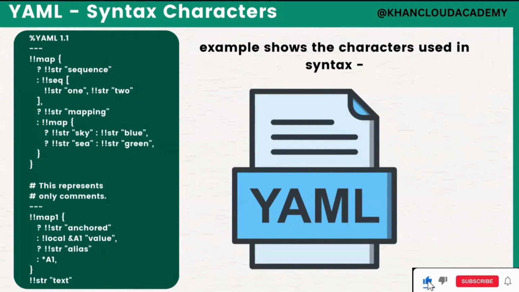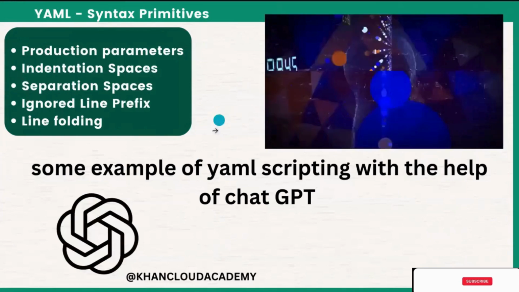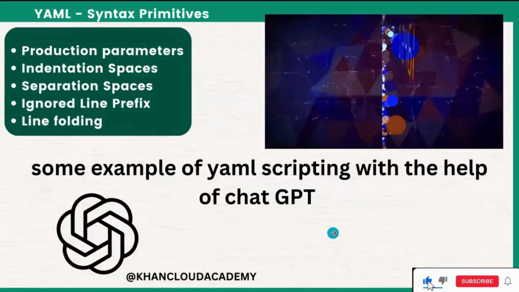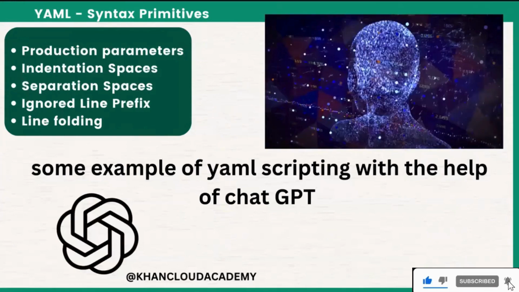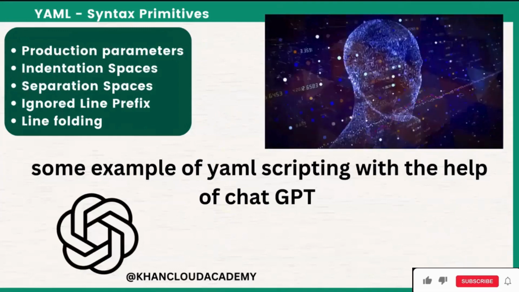Three dashes are the start, and you keep writing the map, sequence, 1 2 3, whatever it is. Everything marked on the previous slide is mentioned here in the YAML script. We also talked a little about parameters, indentation spaces, separation spaces, ignoring line prefix and line folding.